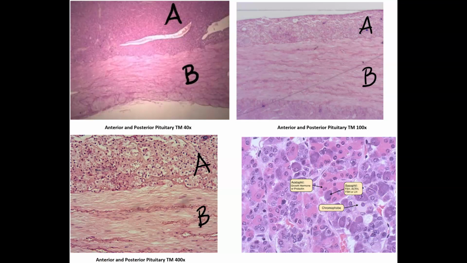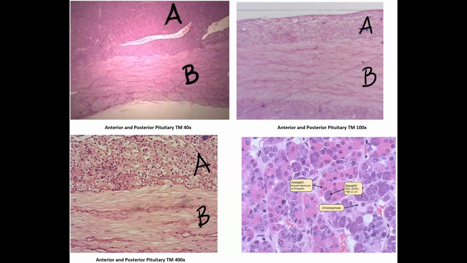And one last point to note is the connection between the pituitary gland and the hypothalamus. Oftentimes you'll hear that the pituitary gland is the master gland of the endocrine system because it secretes tropic hormones or stimulating hormones that tell other glands to release hormones. Some examples would be TSH and ACTH and FSH.